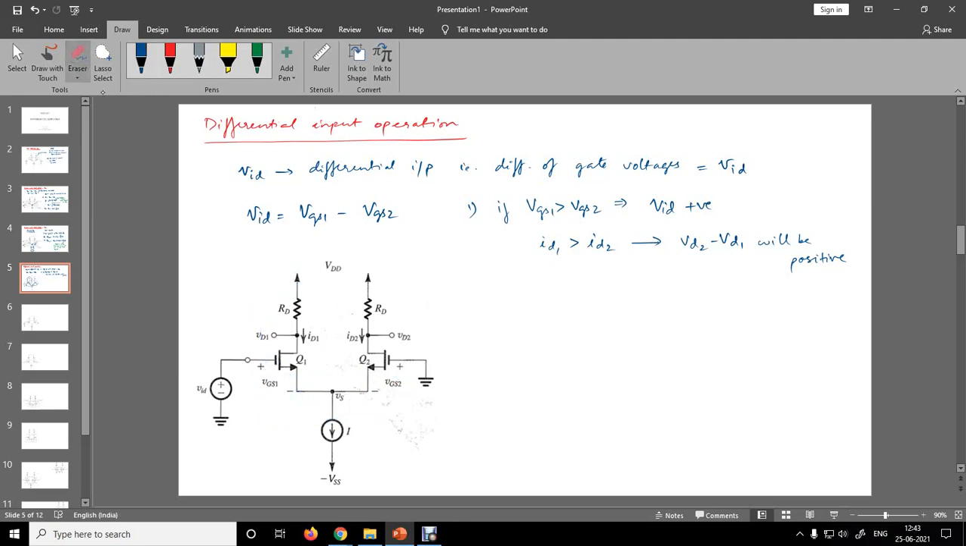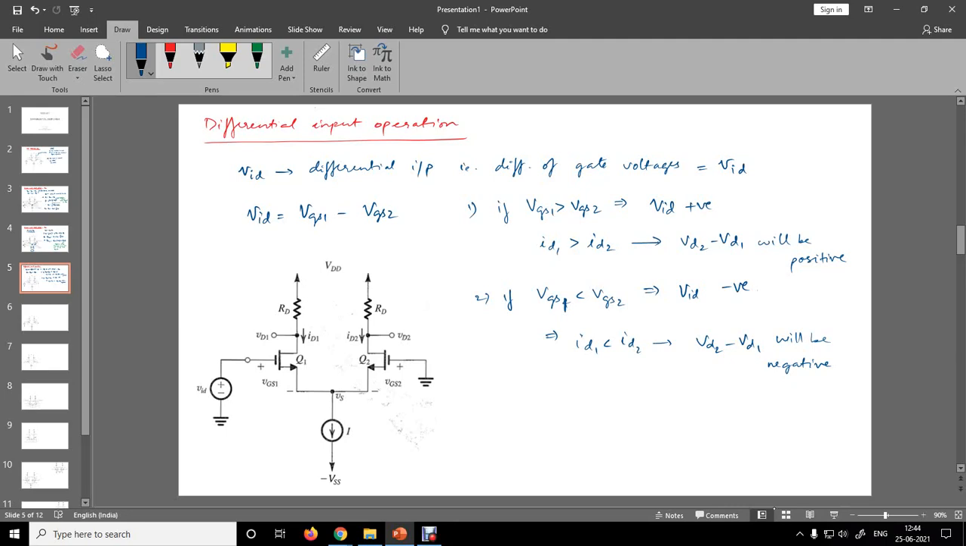And similarly, if VGS1 is less than VGS2, then VID will be negative. Implies ID1 will be less than ID2, and VD2 minus VD1 will be negative. Okay, so I hope till here it is clear.